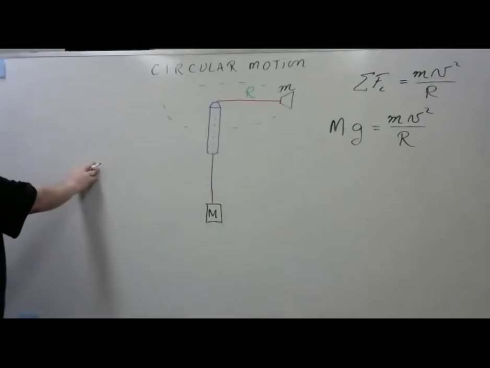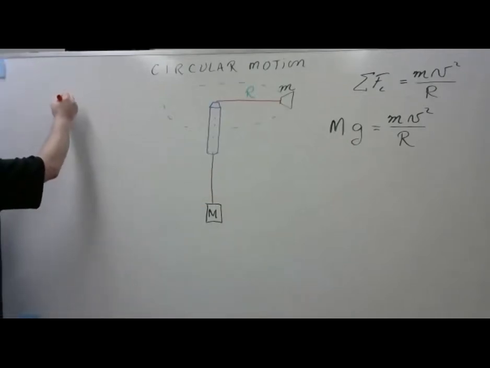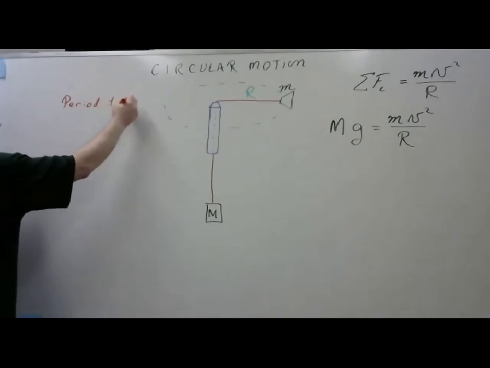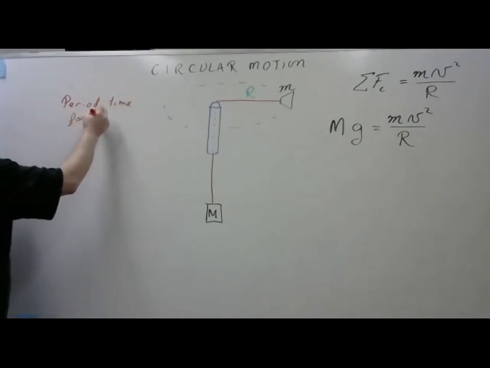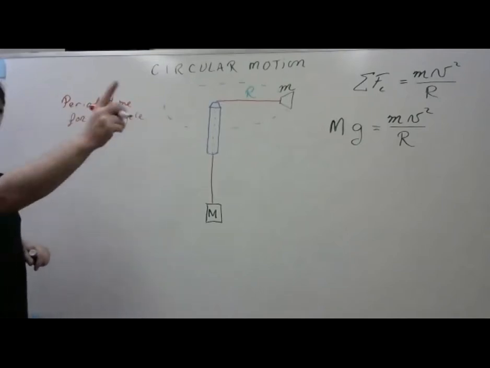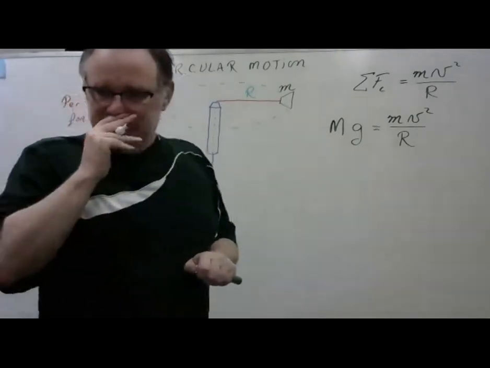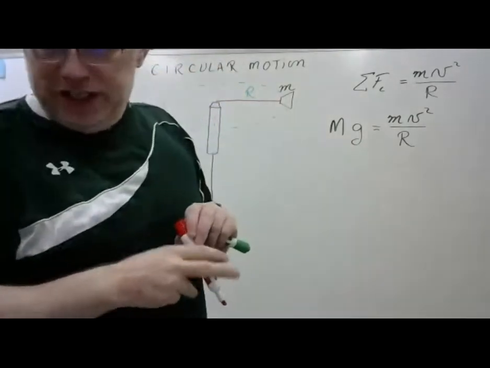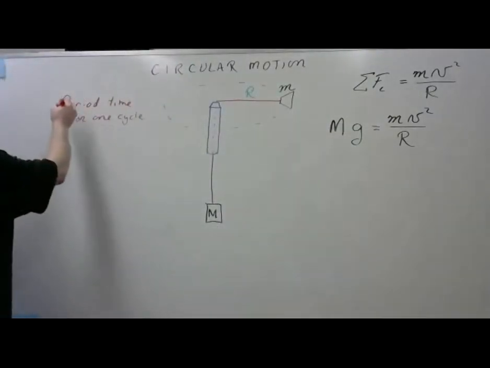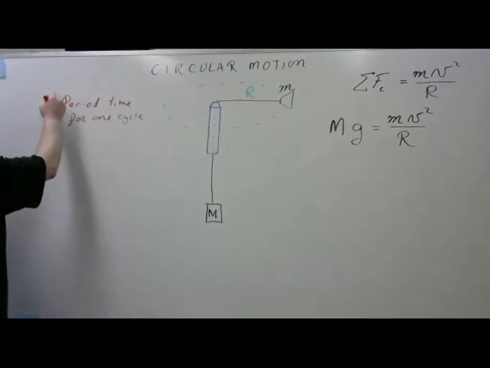So we're going to find the period. And so I'm going to come over here. The period, remember, is the time for one cycle. So in other words, it's the time for one complete revolution of this thing. So the time for one complete revolution is the period. And we're going to use capital letter T for that. So this is capital letter T for period.